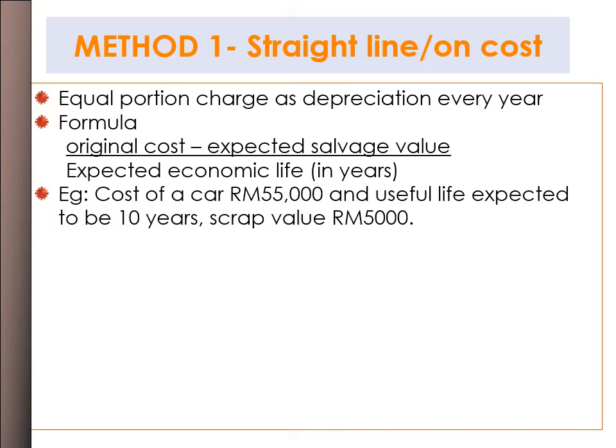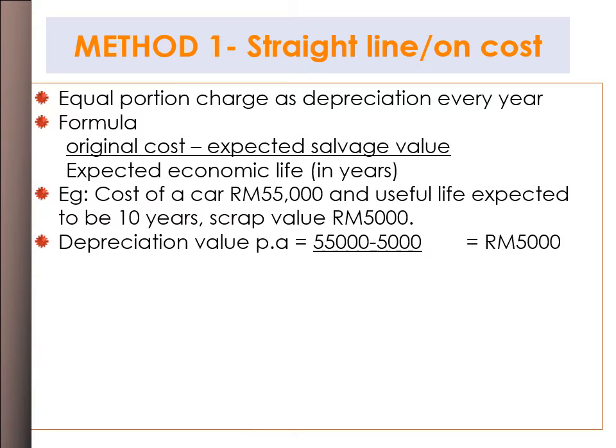For example, we have the cost of the car at 55,000, the useful life expected to be 10 years, and the scrap value, meaning the salvage value, is 5,000. So you calculate the depreciation value per annum like this: 55,000 deduct 5,000, the scrap value or salvage value, and divide by the 10 years of expected economic life. So each year your depreciation will be charged as 5,000 ringgit.